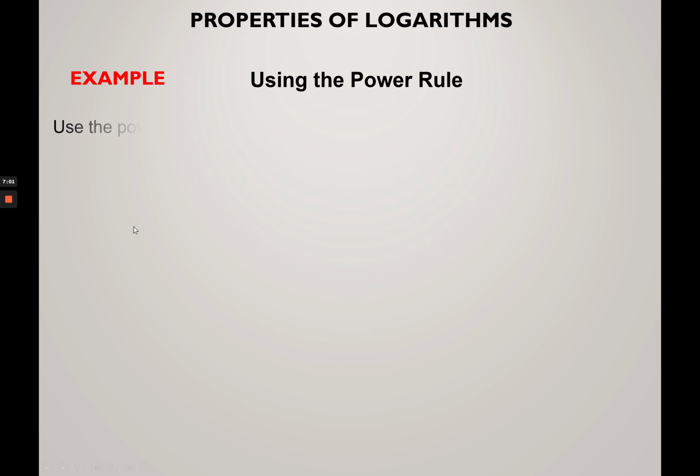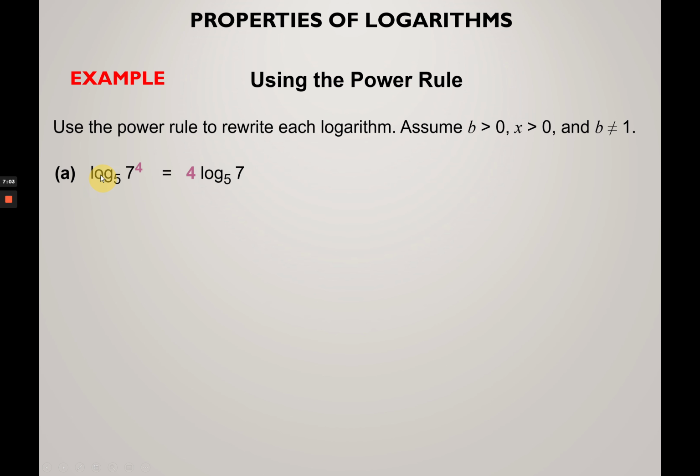Logarithm base 5 of 7 raised to 4. To rewrite it applying your power rule, the 4 is just written in front. So you have 4 times logarithm base 5 of 7. Another example, so you have logarithm base b of x to the power of 3. Very simple. 3 will be written in front, so here it is, 3 times logarithm base b of x.